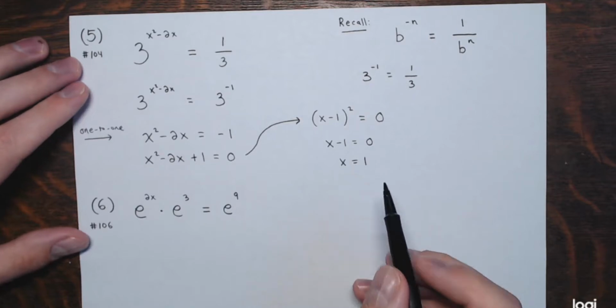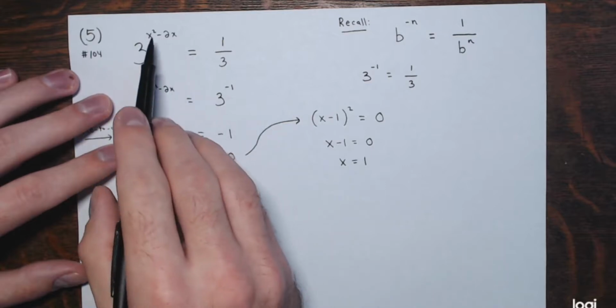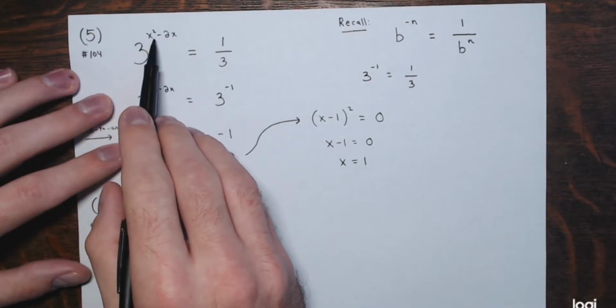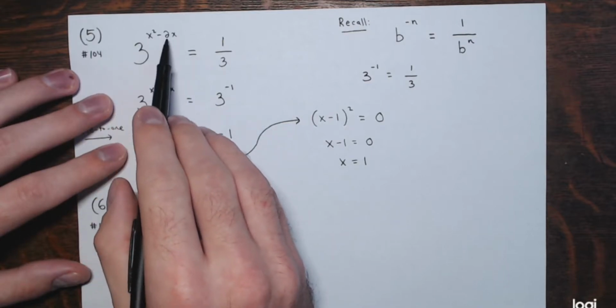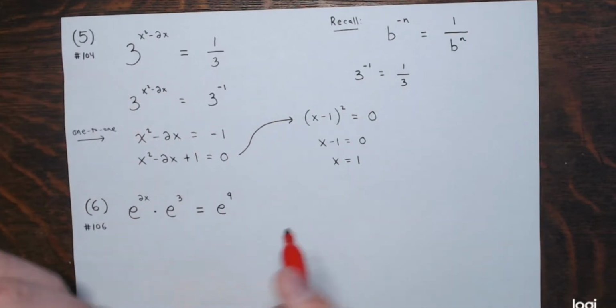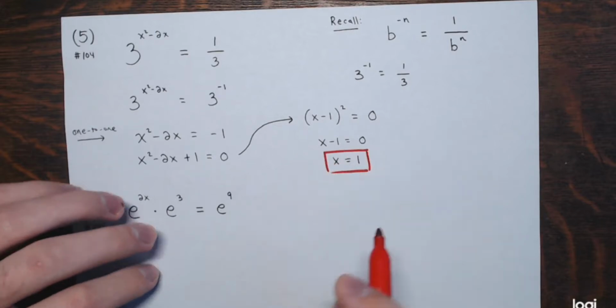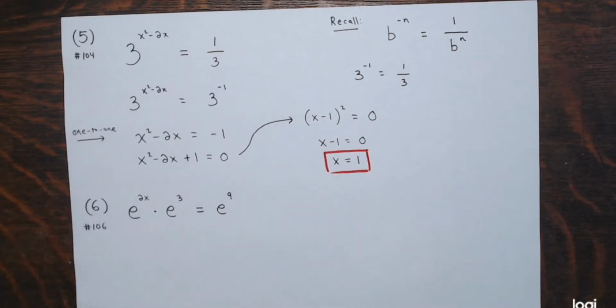And now we check it. Right? Don't forget to check it. Now if I replace x with 1, this will be 1 minus 2, negative 1. 3 to the negative 1 is 1/3. I wrote that over here. That is a true statement. So x equals 1 works. Wonderful.